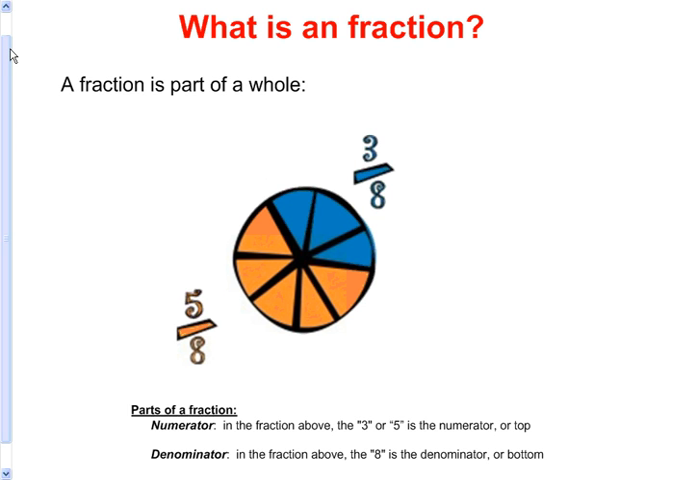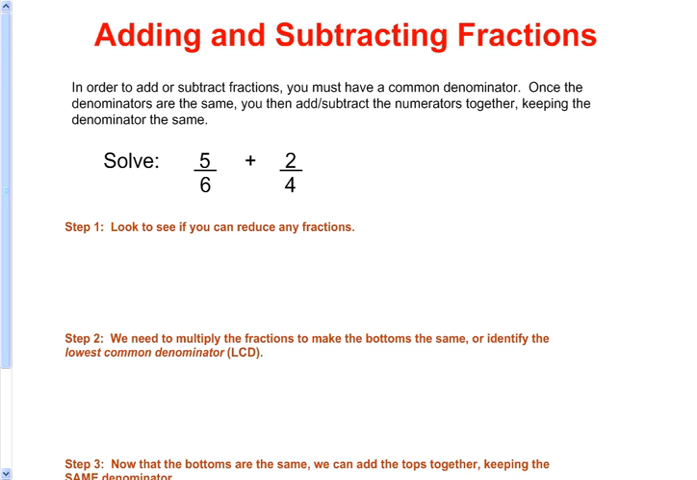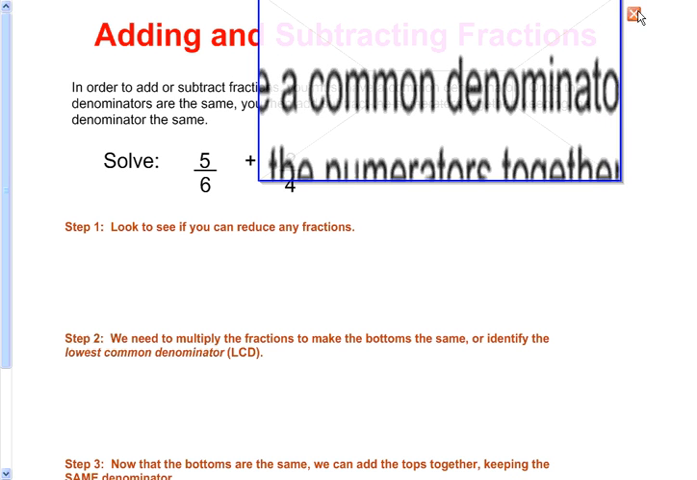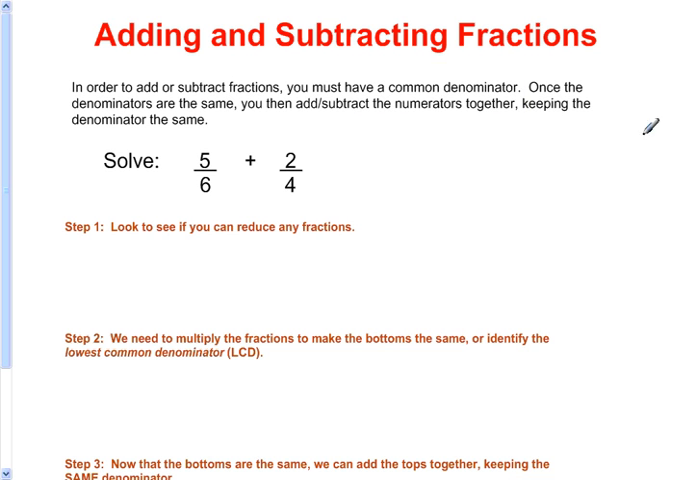That's going to become very important when we start looking at adding and subtracting fractions. Now, remember, in order to add or subtract fractions, you must have a common denominator. If it's not common, meaning the same, we can't add or subtract the fractions. Once they are common, then we can perform the operation as necessary. Now we're going to look at this with an example solving 5 over 6 plus 2 over 4.